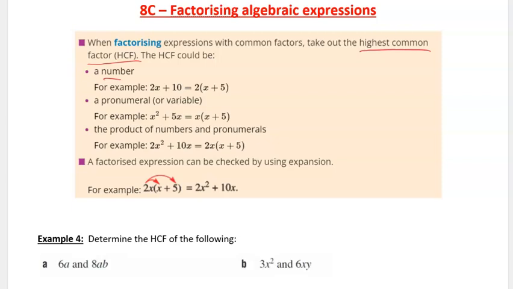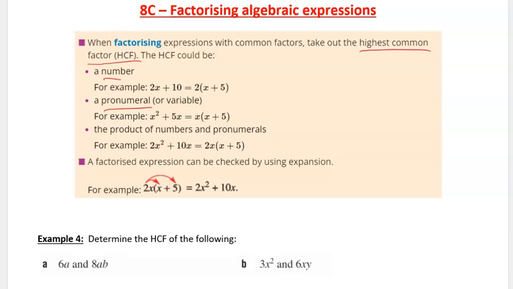The highest common factor could be a pronumeral or a variable. So here we've got x squared, which is x times x, and 5x is times x as well. So they're both multiplied by x, so we can take the x out and multiply that by the remaining x plus 5. So we can factor out the pronumeral.